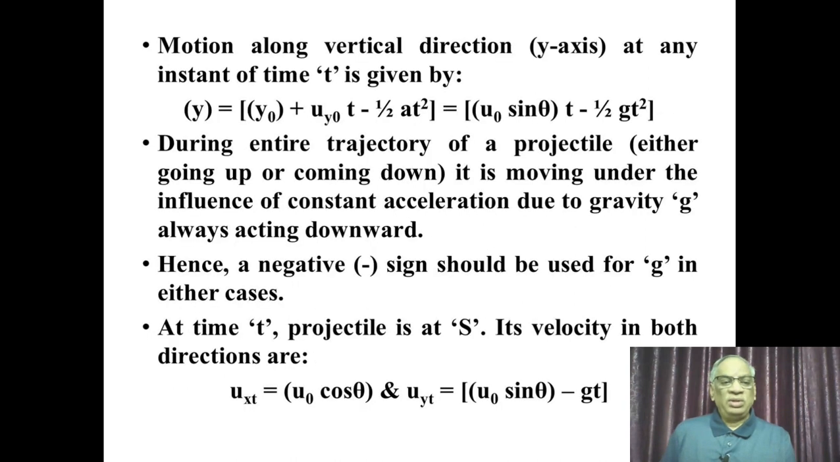Similarly, if you consider the motion along the vertical direction, again y is equal to y naught plus u y naught small t minus half a t square, because the body is going against the gravity. So minus half a t square, where a is the acceleration, which is nothing but g in the present case. Again y naught is 0. Vertical direction distance at any time small t is given by y is equal to u naught sin theta t minus half g t square.